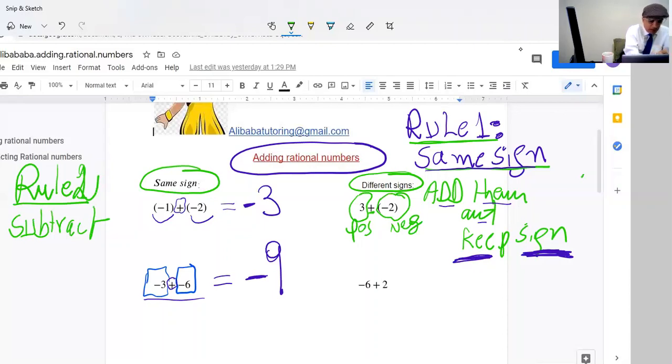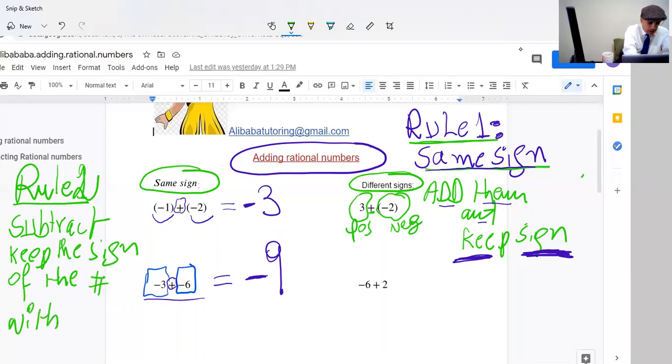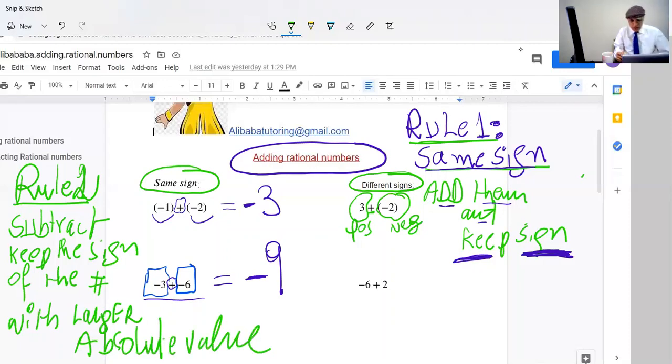So here's the rule. It says subtract them and keep the sign of the number with the larger absolute value. Well, if you're not sure what absolute value means, it's just how far you are from 0 on a number line.